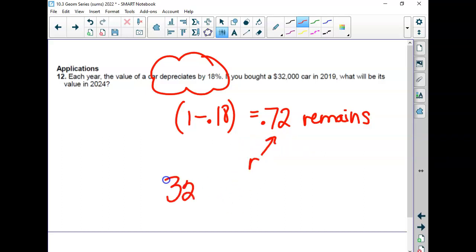But if it started at 32,000 and it multiplied by 0.72, we need to decide if we're going to do the number of years or the number of years minus 1. We have to kind of think about this. If we call this term 1, if we take 2019 minus 2024, how many years is that?